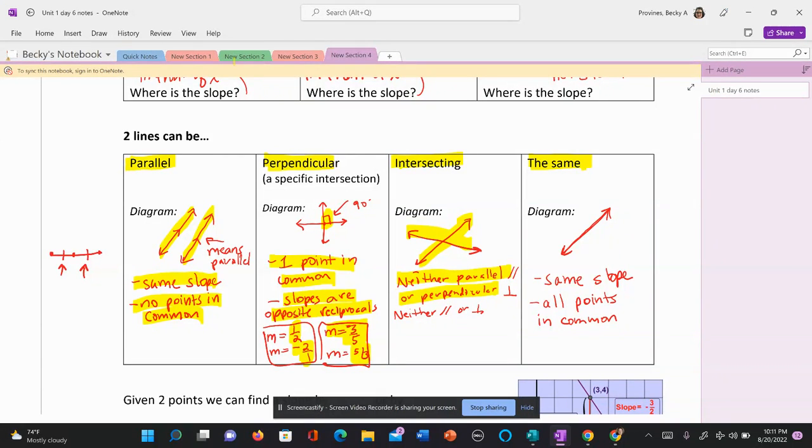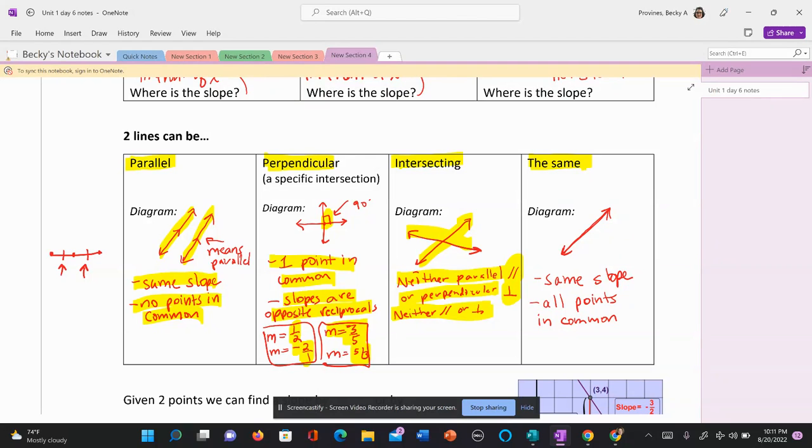Now, there's geometry shorthand here. This little symbol means parallel, so when you're writing, you can use this symbol instead of writing the word parallel. And this upside-down capital T you can use instead of writing out the word perpendicular, because it's a really long word. See how I wrote this last line? You could just write that and everyone knows what it means: neither parallel nor perpendicular.